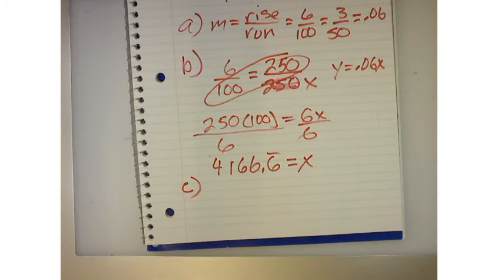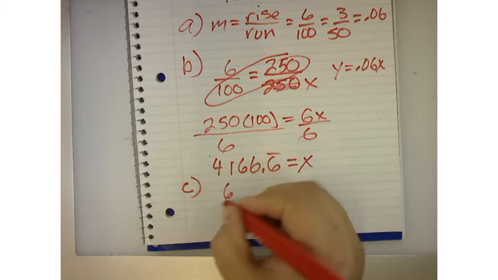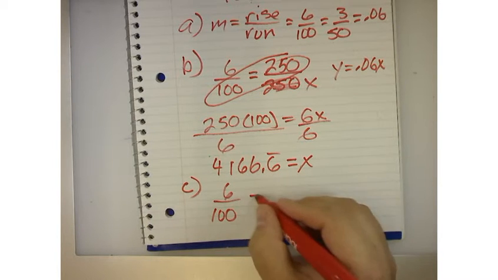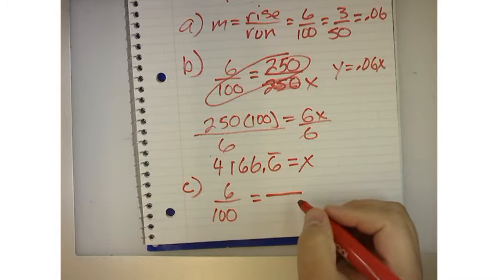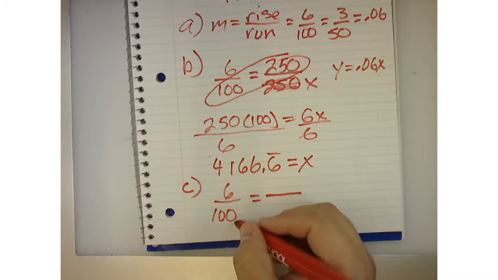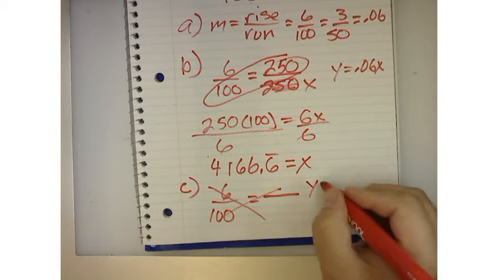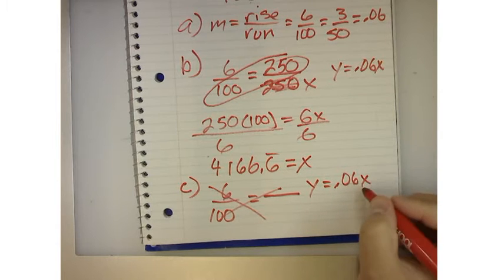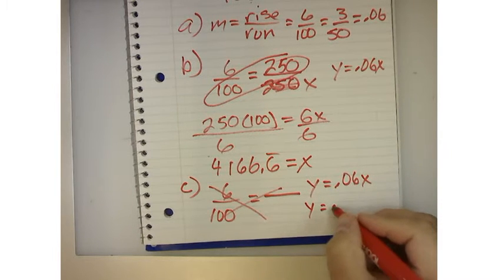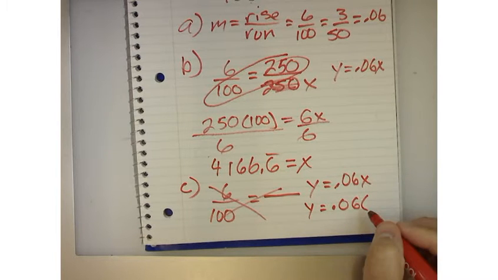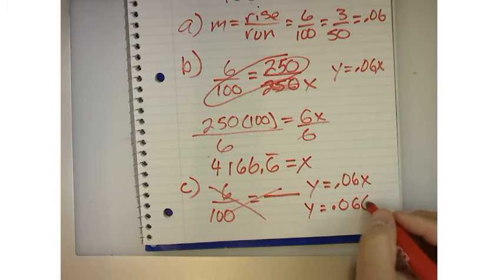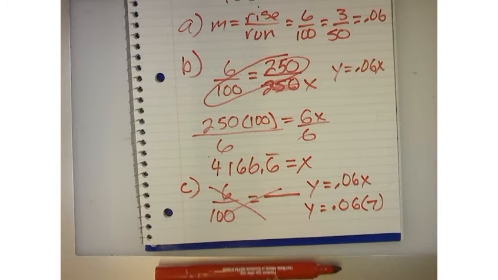So C says, the sign along the highway says there's a 6% grade for the next 7 miles. How high vertically would you change along the next 7 miles? So a similar situation, we've got a grade of 6 to 100, and now they're telling us how far we're going to go. But this is in miles, not feet. So now there's a problem if I do the proportion. So if I say y is equal to 0.06x, now I can get my answer in miles, right? What do I plug in for x? 7 miles.